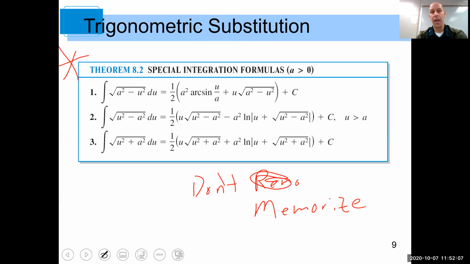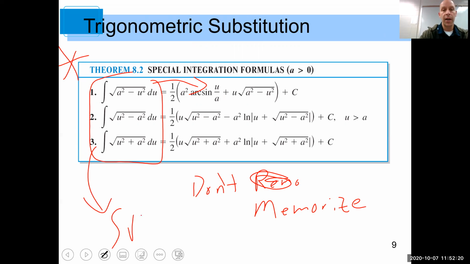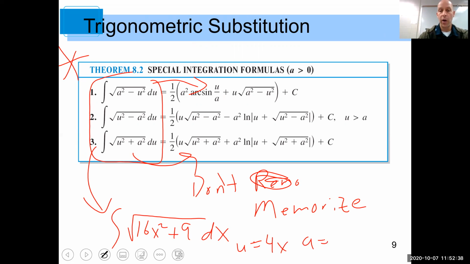Okay. Anyways, what I'm trying to say here is if you needed to integrate anything that looks like one of these, here's the rules for doing it. This is not something, though, that I'm asking you to memorize. So, for example, on number 3, if you had something like the square root of 16x squared plus 9 dx, you would know that u is the square root of 16x squared, so that'd be 4x. A would be the square root of 9, which would be 3. And you would just plug all those values into this integral, and that would give you the answer.